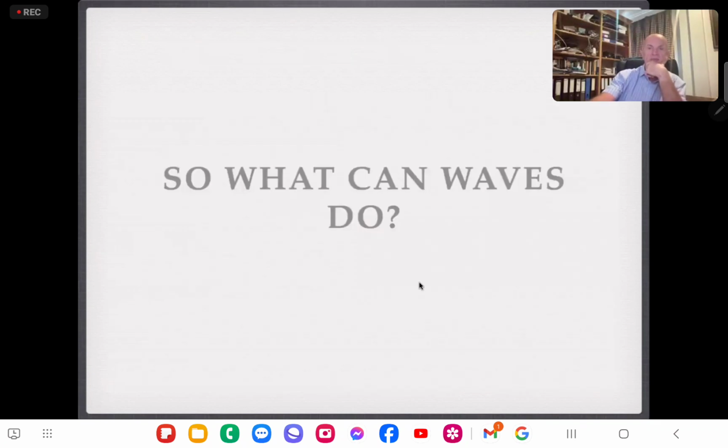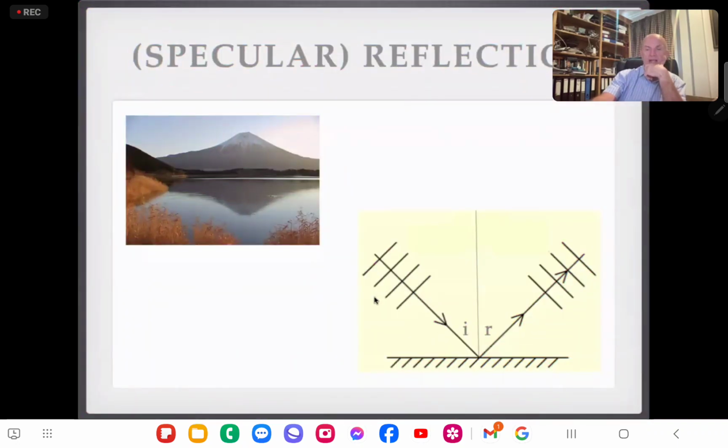What can they do? Well, waves can't do that much. They can reflect. And that's easy. For a flat surface, you get a perfect image. I'm going to draw it. So I'm just going to pull up a whiteboard for a second. Let me share the whiteboard.